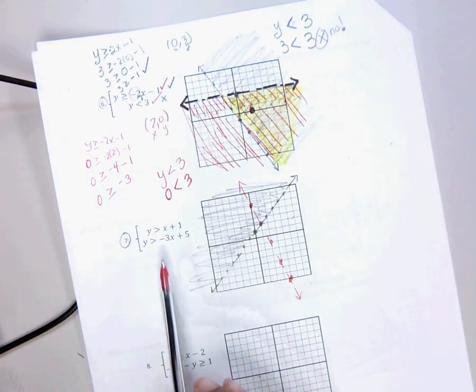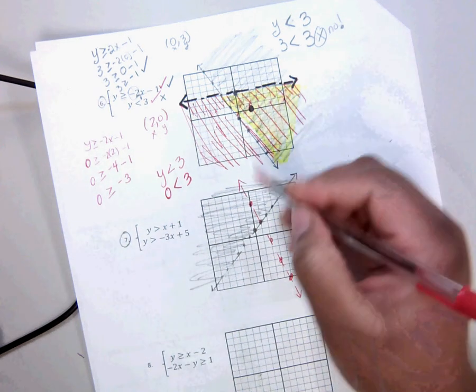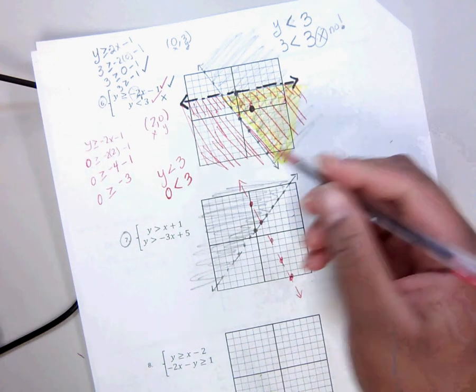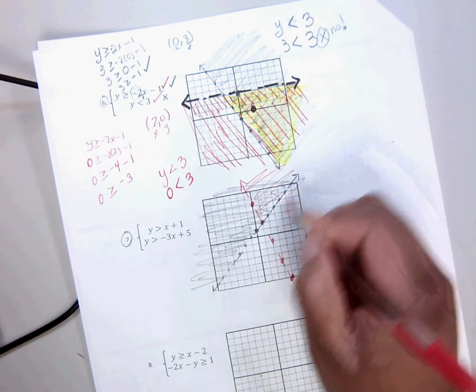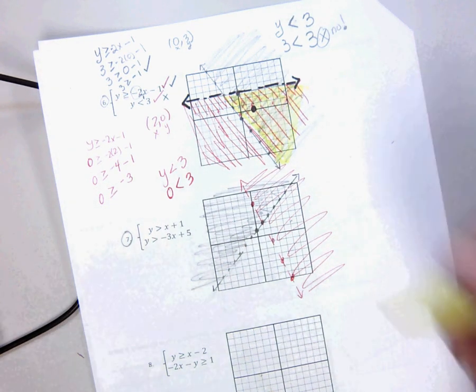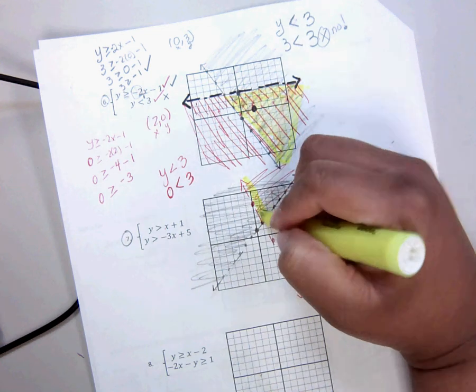And it says to shade greater, so I have to shade even greater from up here. I don't just shade greater for that. I shade greater for all of this. Aha! I see the solution area.